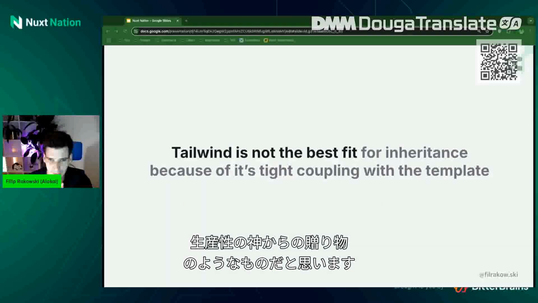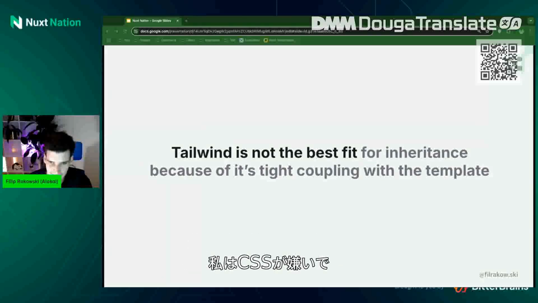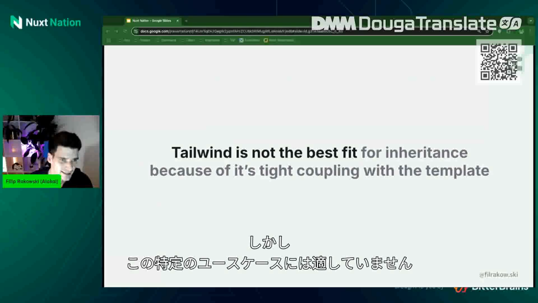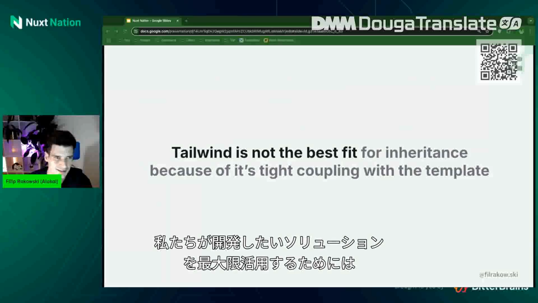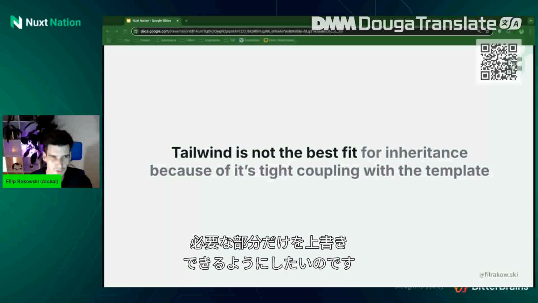But I think Tailwind is amazing. I think it's like a gift from the productivity gods. I hate CSS, especially at scale. I really hate it. But for this particular use case, it's not a good fit. Even though there are tons of use cases where Tailwind shines, to make the best use of the solution that we want to develop, we want to make sure that we are overriding only the parts that we need.